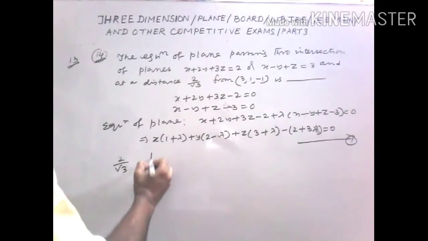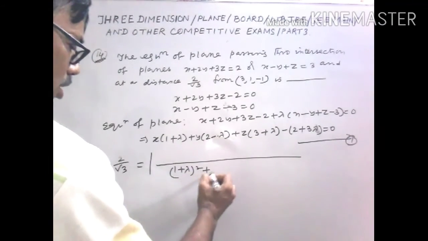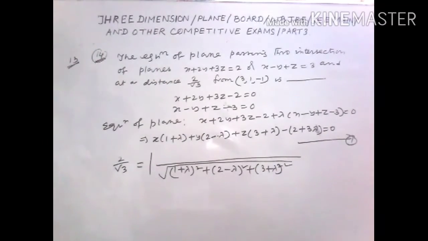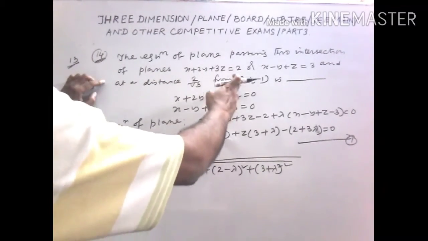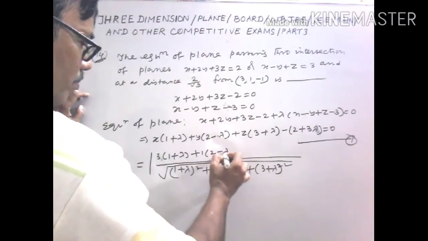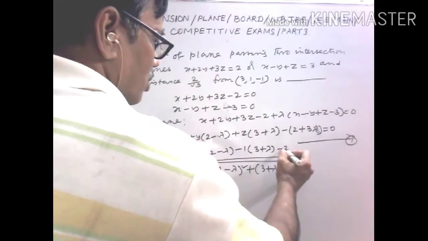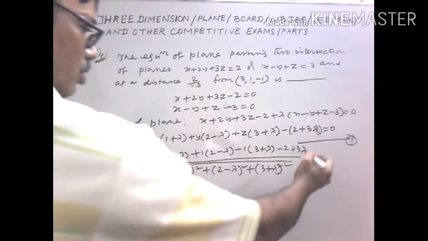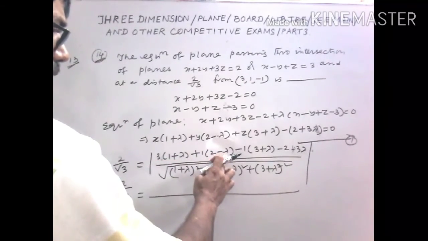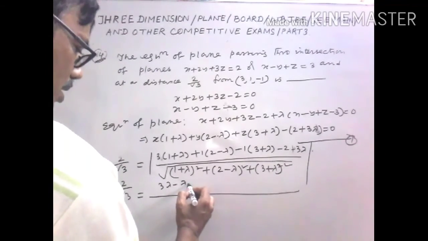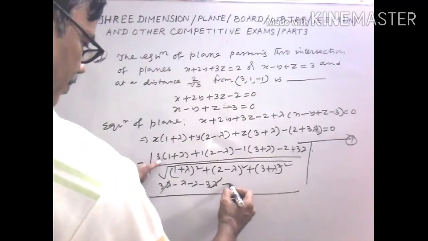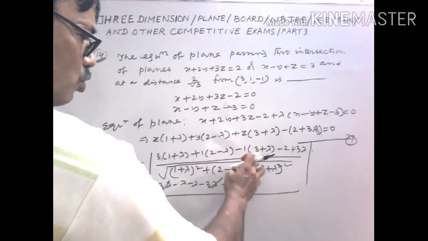So the given condition: 2 by root 3 equals to mod of the expression divided by the root over (1 plus lambda) whole square, plus (2 minus lambda) whole square, plus (3 plus lambda) whole square, that is root over a square plus b square plus c square. And from (3, 1, minus 1): x is replaced by 3, y is replaced by 1, z is replaced by minus 1, constant unchanged, minus 2 minus 3 lambda. So total mod. So 2 by root 3 equals to 3 lambda minus lambda minus lambda minus 3 lambda, so the 3 lambda cancel. So 3 plus 2 is 5, 5 minus 3 is 2.